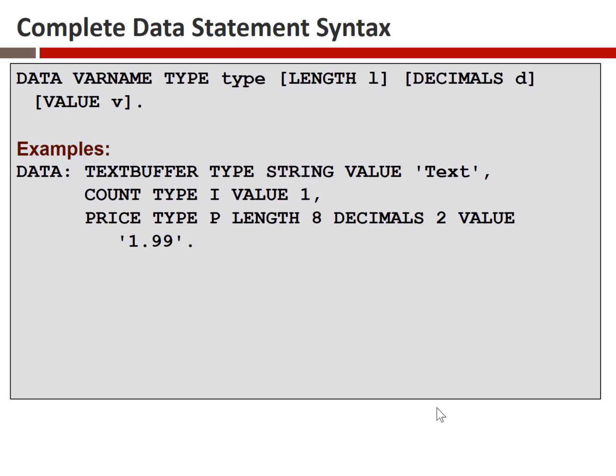Length of 8 gives me a number capable of storing how many digits? 15. I take that number, multiply it by 2, and subtract 1. 8 times 2 is 16. 16 minus 1 is 15. So I have a 15-digit number, of which 2 of those digits will be to the right of the decimal place. That's what the decimals designation is. I declare how many digits I want to the right of the decimal place.